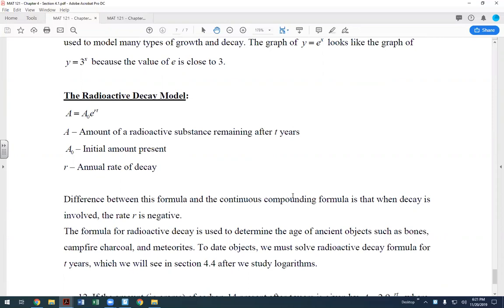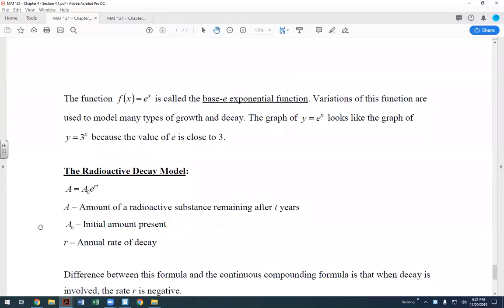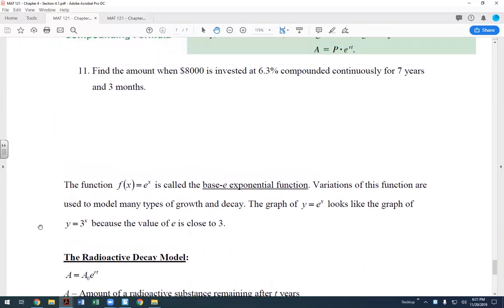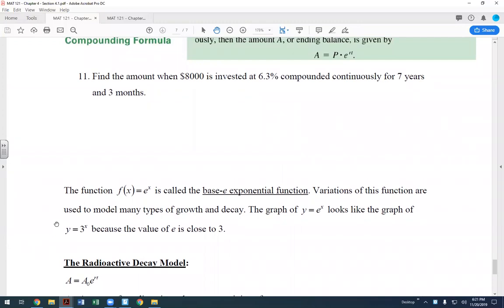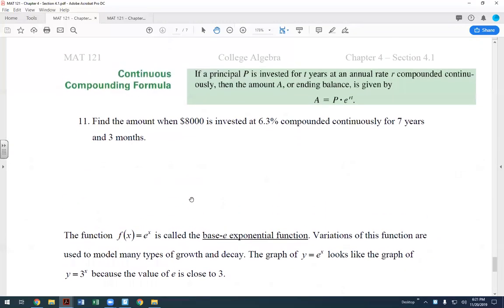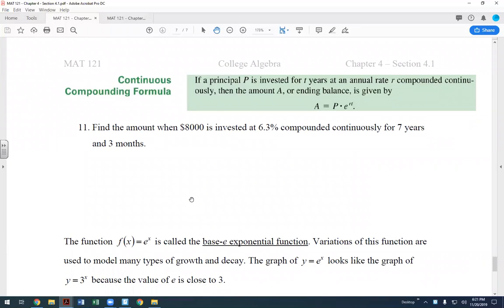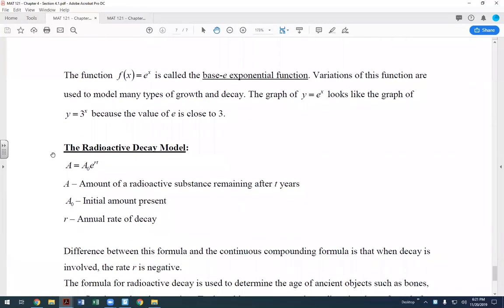Okay, so you should notice that this radioactive decay model, A equals A sub 0 e to the RT, looks a lot similar to our continuous compounding formula. Here we've got A equals P times e to the RT. So we're literally just taking that P principal value and replacing it with A sub 0. So it's going to be pretty much the same kind of model, with the exception that here, instead of talking about growth, we're talking about decay.